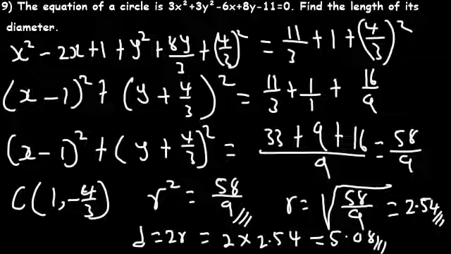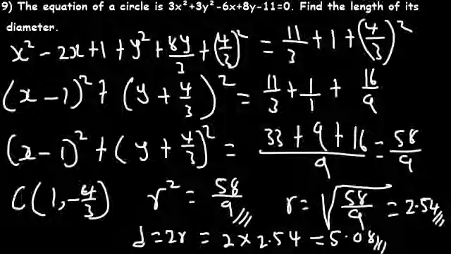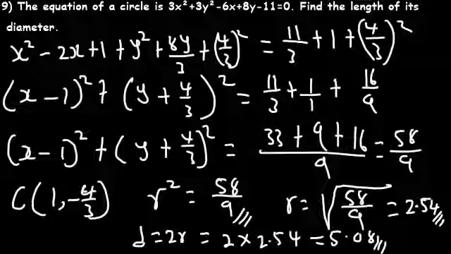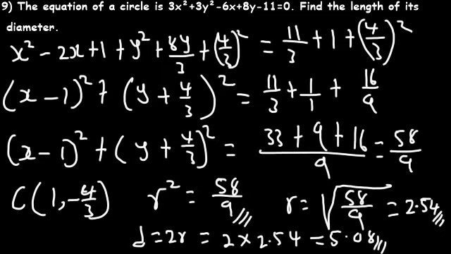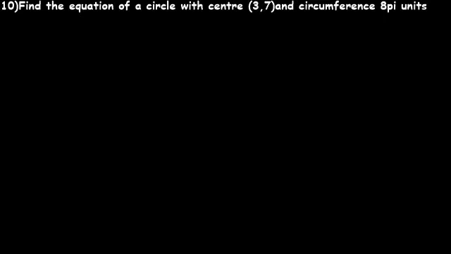Hopefully by now you can solve any problems involving finding the equation of a circle, both in standard form and in general form. And I believe with this you should be able to handle your test or exam questions. So this is your exercise. I would like to end the video at this point. Question number 10: find the equation of the circle with the center 3,7 and circumference 8 pi units.